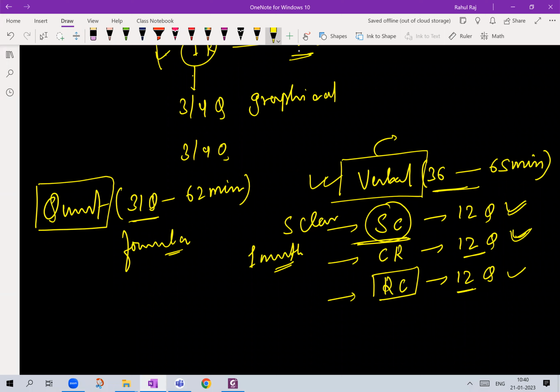So we have a very proper strategy as to how we should be going ahead, and what exactly the scoring scheme is, that also you should know.